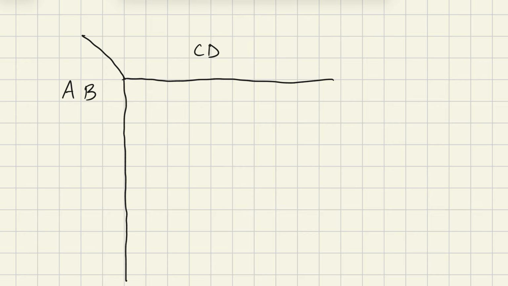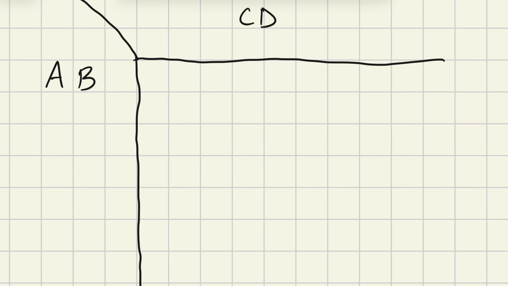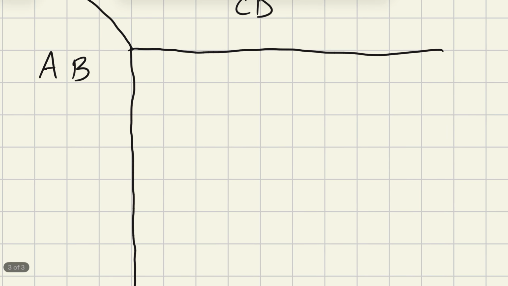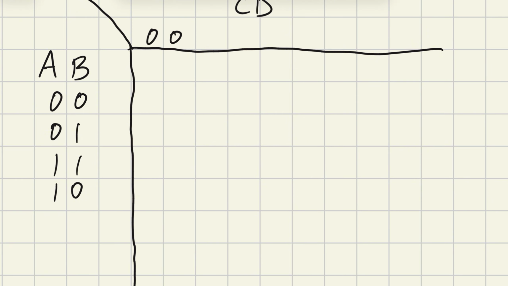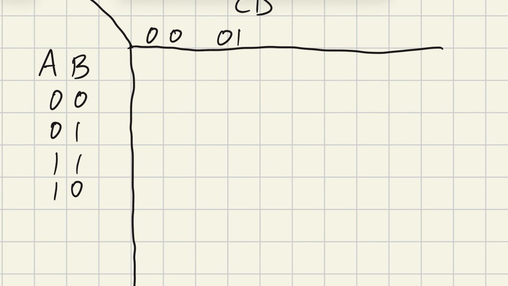So what are all the possible scenarios that A and B can possibly be? Well, A and B can be 0, 0. It can be 0, 1, 1, 1, and 1, 0. Same with C and D. It can be 0, 0, 0, 1, 1, 1, and 1, 0.